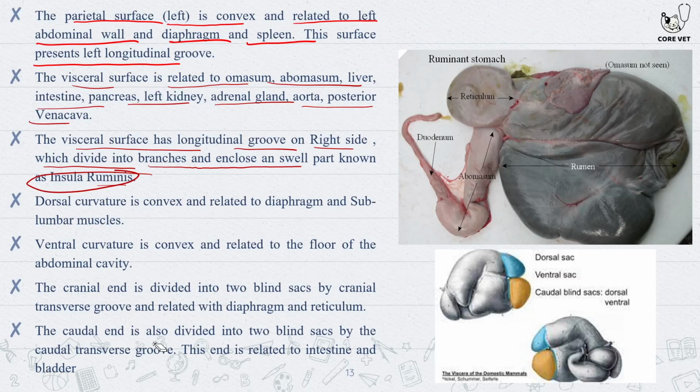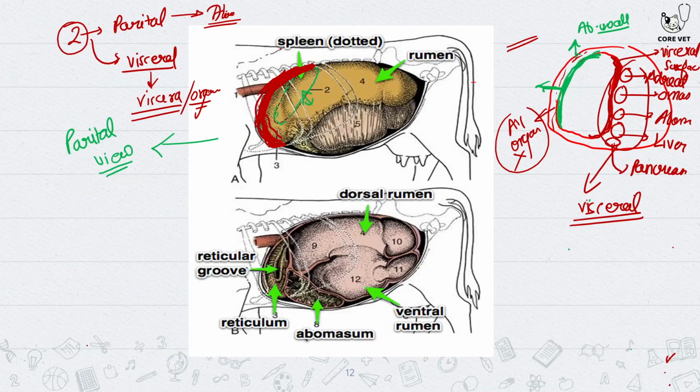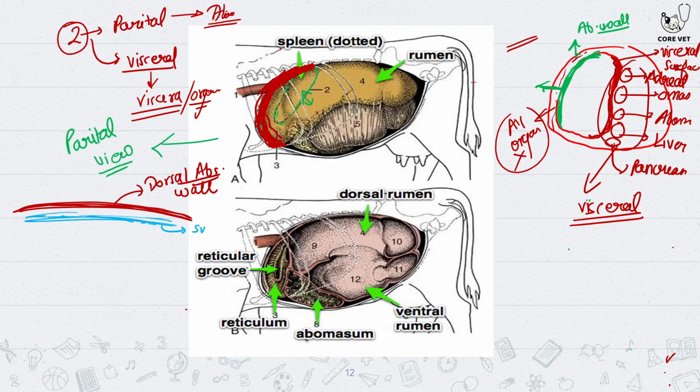Now, the dorsal curvature is convex and related to the diaphragm and sublumbar muscle. How so? See, if this is the dorsal part of the abdomen, the dorsal abdominal wall, below which these are the sublumbar muscles. This is the rumen, and consider this as the diaphragm, right?